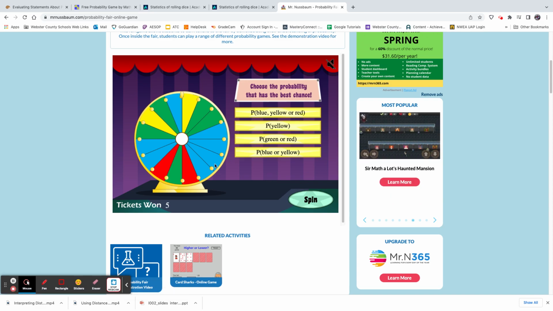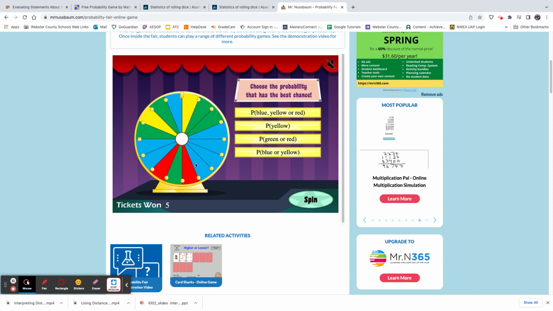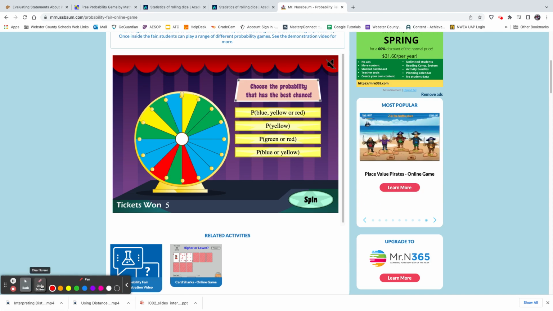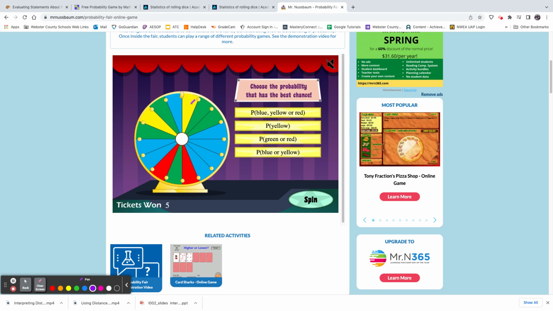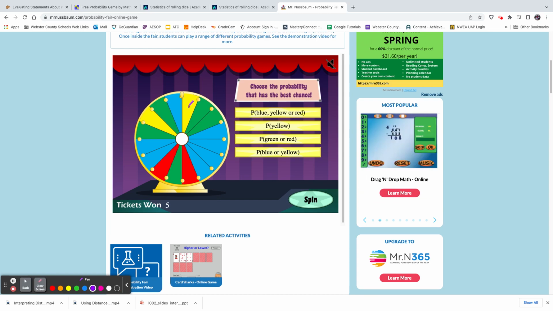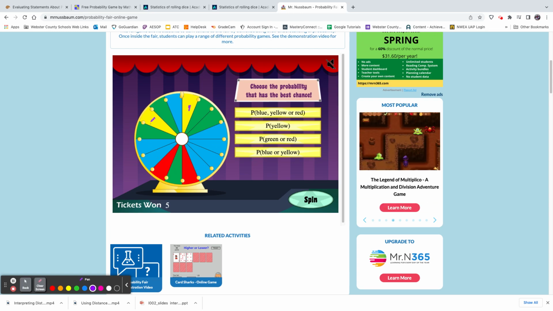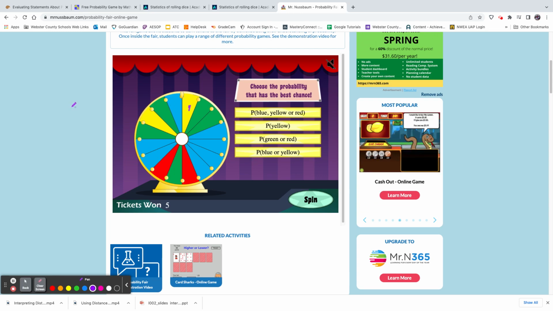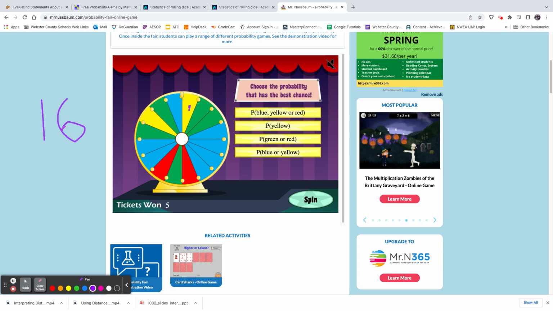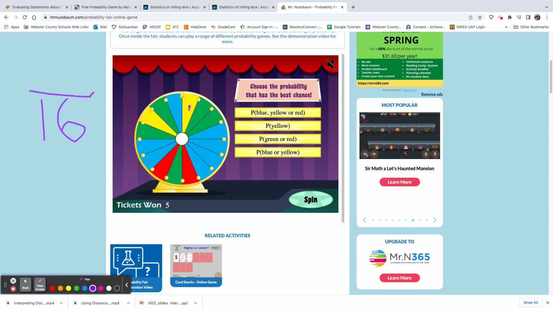So you've got quite a bit of blue, and quite a bit of yellow and red. Now, if I actually wanted to find the exact probability of spinning one of these, the first thing I'd have to do is start counting how many pieces there are. So, 1, 2, 3, 4, 5, 6, 7, 8, 9, 10, 11, 12, 13, 14, 15, 16. So there are 16 total parts. However many total parts you have, that's going to be your denominator.